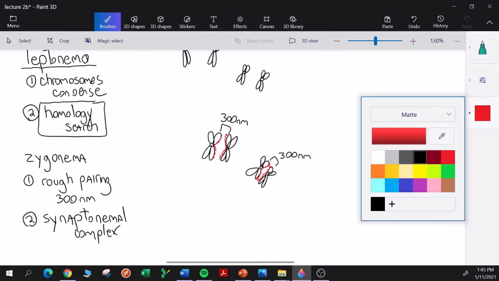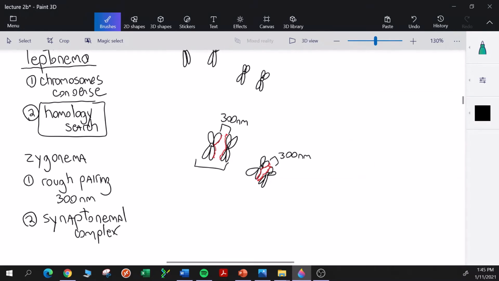Now, at this stage, scientists typically refer to these roughly paired homologous chromosomes, right? There are 2 chromosomes in each pair, 4 chromatids in each pair. They usually refer to these as bivalents.